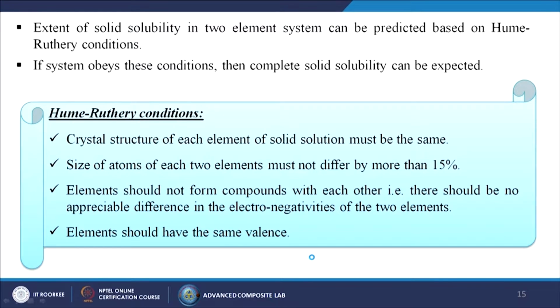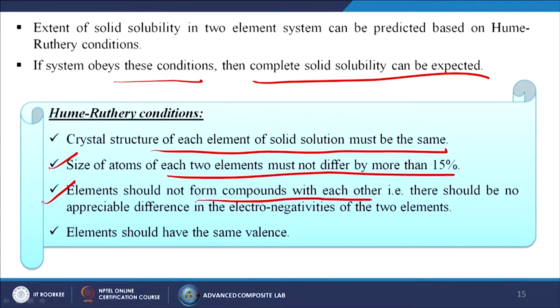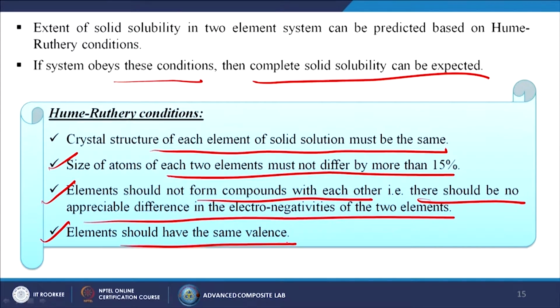The extent of solid solubility in a two-element system can be predicted based on the Hume-Rothery conditions. If a system obeys these conditions, then complete solid solubility can be expected. What are the Hume-Rothery conditions? The crystal structure of each element of the solid solution must be the same. The size of atoms of the two elements must not differ by more than 15%. The elements should not form compounds with each other. There should be no appreciable difference in the electronegativities of the two elements, and the last condition is that the elements should have the same valence.